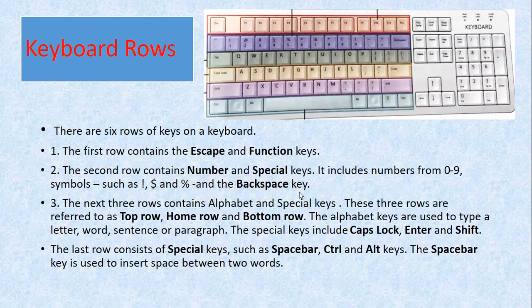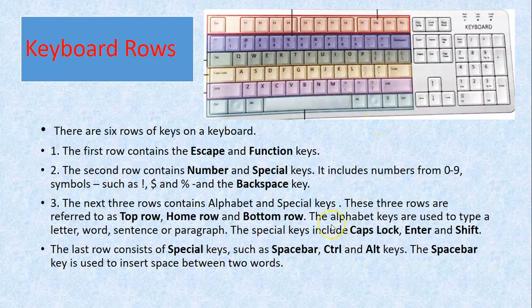Then the third row. The next 3 rows contain alphabet and special keys, that is your 1, 2 and 3. This has some special keys and some alphabets. Now here, this is known as the top row, home row, and bottom row. The middle one is known as the home row.